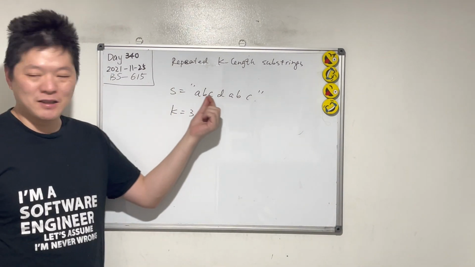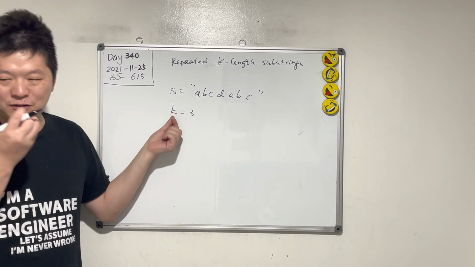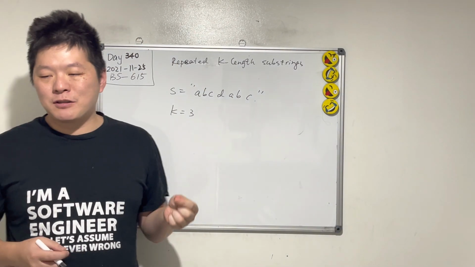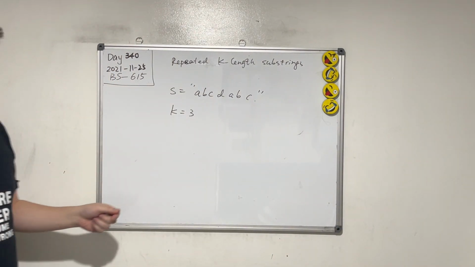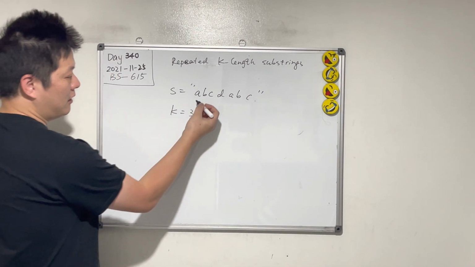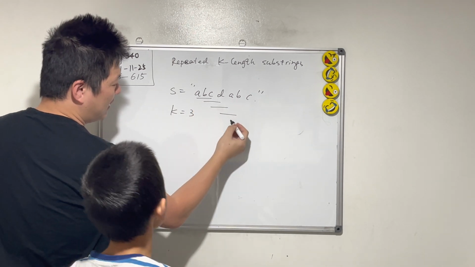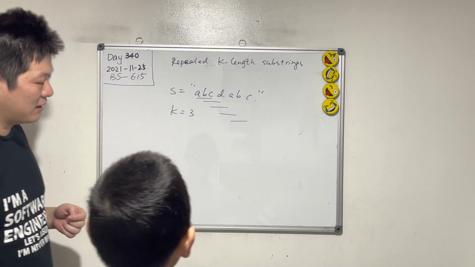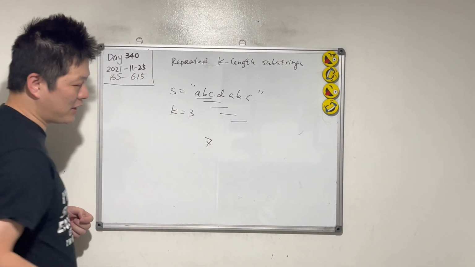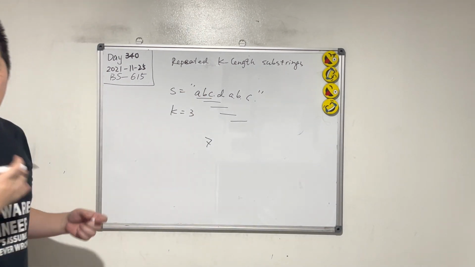Any other substrings? How many substrings have 3 characters? A lot. Can you count? Not really. A, B, C, B, C, D, C, D, A, D, A, B, A, B, C. So how many of these? 5. How many characters in S? 1, 2, 3, 4, 5, 6, 7. 7 characters. So if we want to iterate, brute forcing all these k-length substrings.